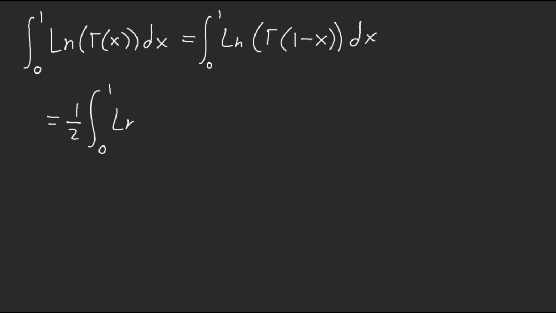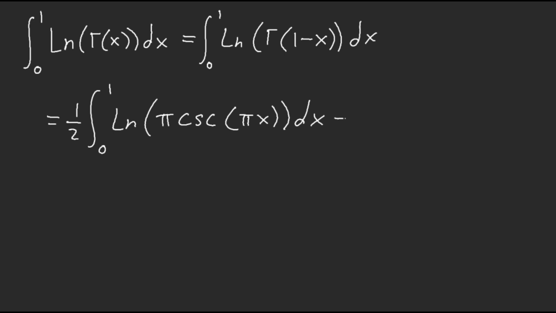From 0 to 1, this is the same thing as the integral of ln gamma of 1 minus x dx. And now you already see it. If you add these two together, that's 2I, so it's a half, from 0 to 1. We get ln of this times this, which by Euler's reflection, we have pi cosecant pi x dx.